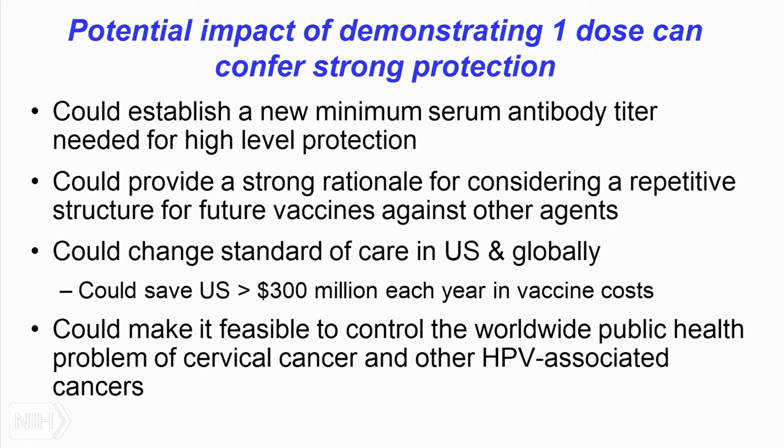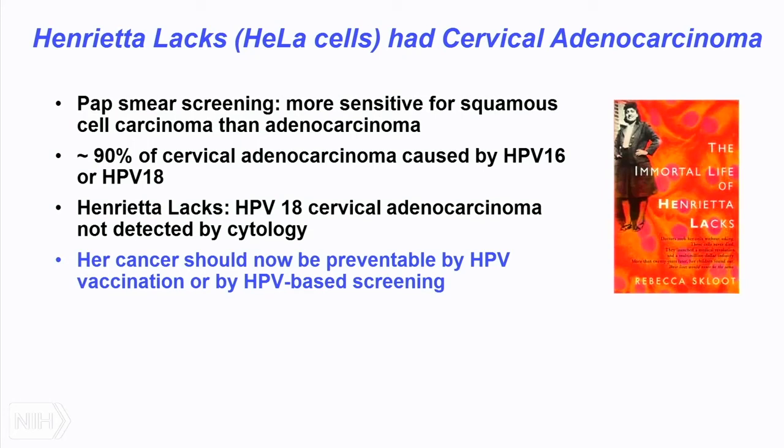The potential impact, if the one dose works: first, it could establish a new minimum serum antibody titer needed for high-level protection, which could be very useful going forward. It could provide a strong rationale for considering a repetitive structure for future vaccines. It could change the standard of care in the United States and globally and save more than $300 million each year in vaccine costs in the United States alone. It could make it feasible to control the worldwide public health problem of cervical cancer and other HPV-associated cancer.